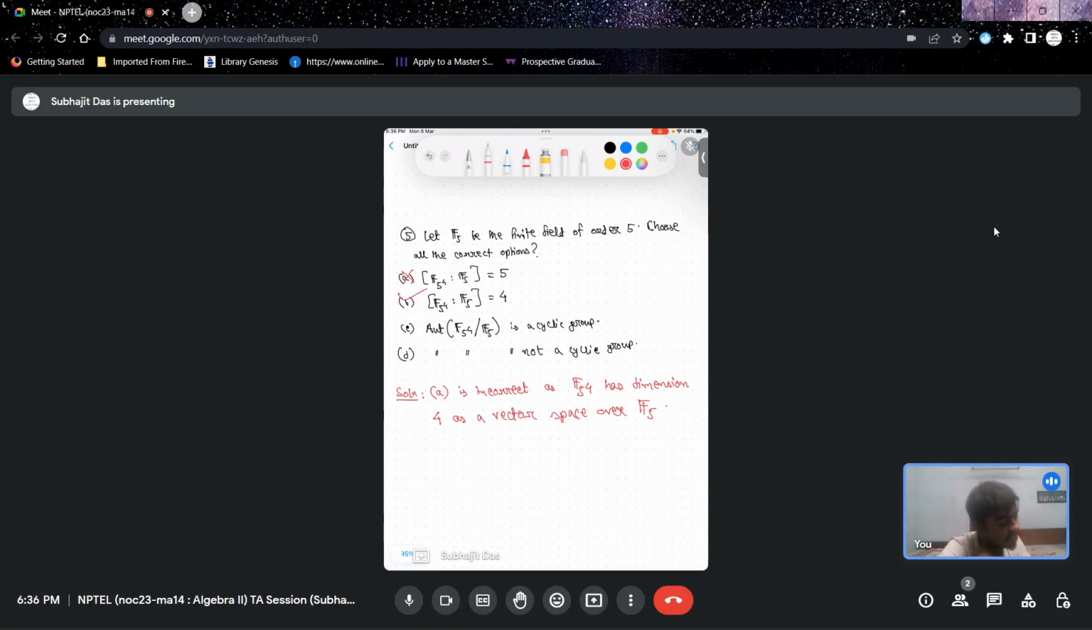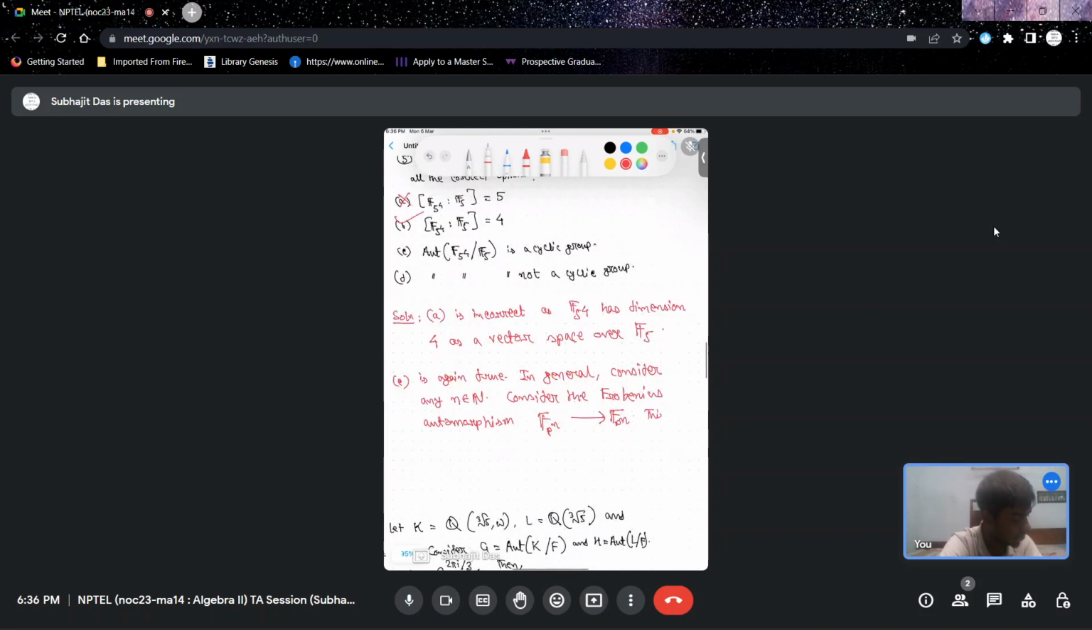Option C says that the automorphism group is a cyclic group. Okay, so this is again true. So in general, consider any n belonging to the natural numbers, and consider the Frobenius automorphism from Fp to the power n into Fp to the power n, right?